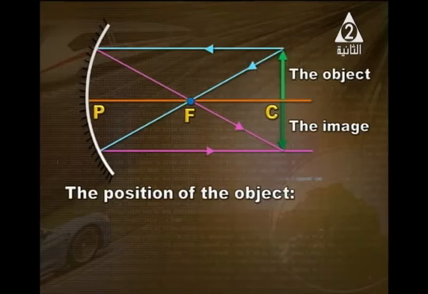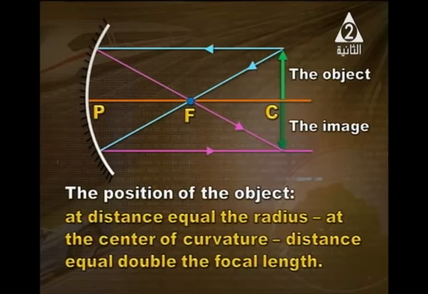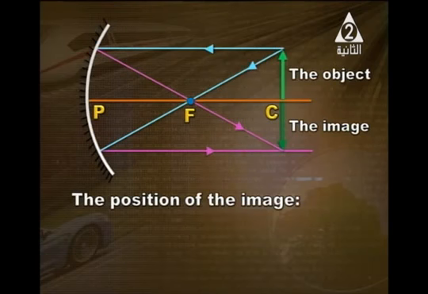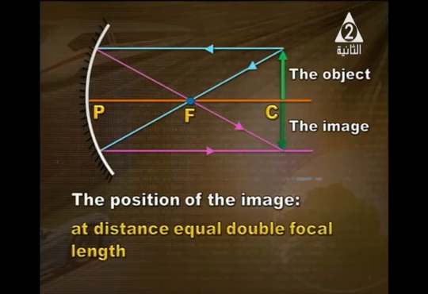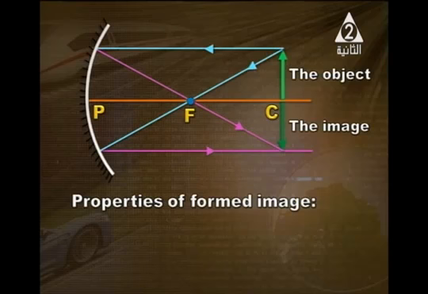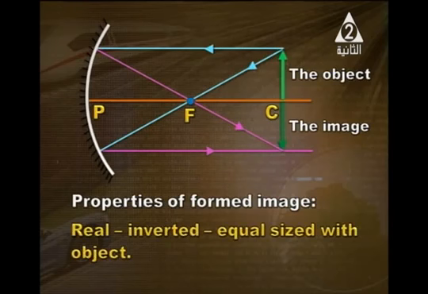The position of the object is at a distance equal to the radius, or at the center of curvature, or at a distance equal to double the focal length. The position of the image is at a distance equal to double the focal length. What are the properties of the formed image? The formed image is real, inverted, and equal in size.